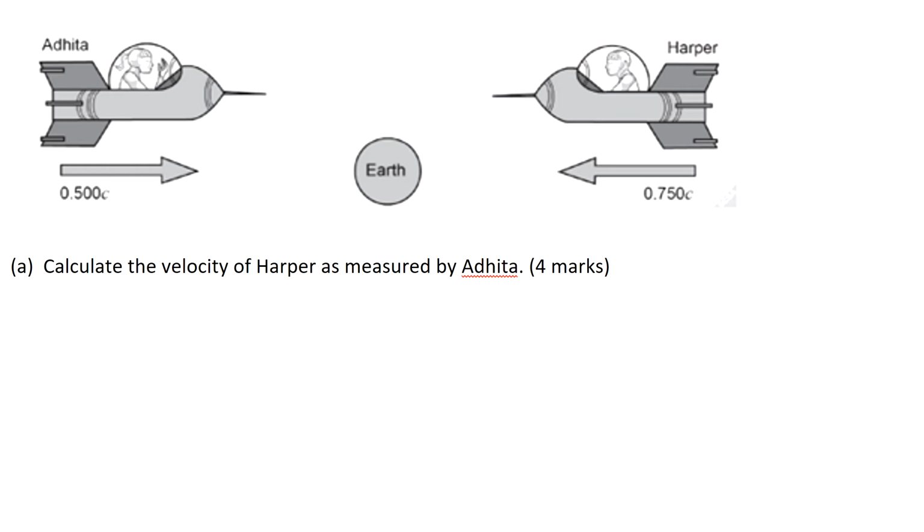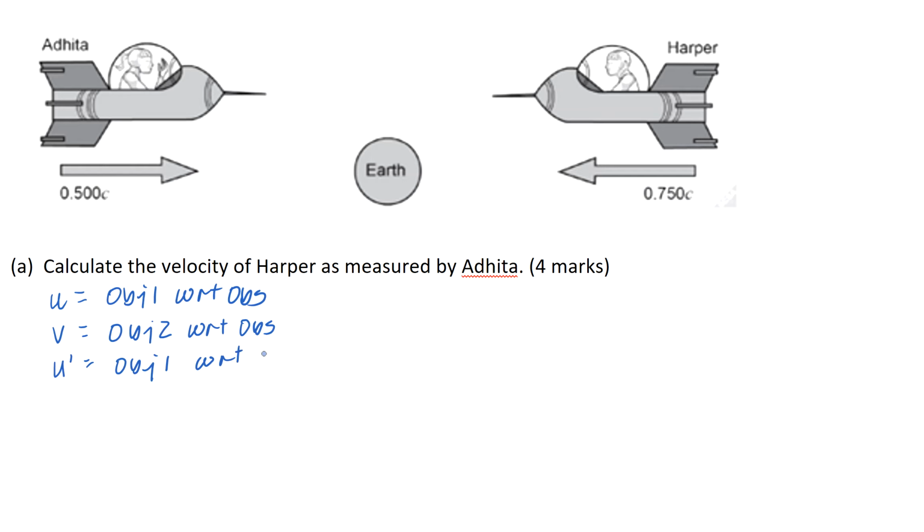So let's firstly write down our variables. I have u, v and u dash. I've got object 1 with respect to observer, object 2 with respect to observer, and then object 1 with respect to object 2.